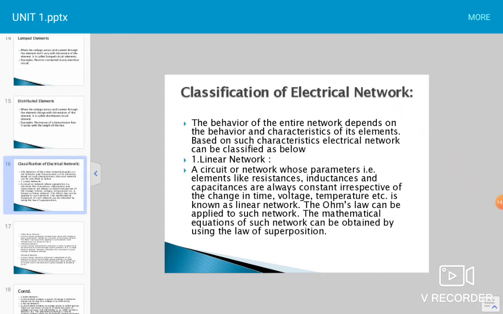Once we call it linearity, it means it obeys Ohm's law. The circuit must obey Ohm's law, means whatever you change in voltage, there is a proportionate change in the current. If it does not obey Ohm's law, it means it is a non-linear circuit. So this is the basic example of the linear circuit. A linear network is a network whose parameters and elements like resistor, inductor, and capacitance are always constant irrespective of the change in time and obey Ohm's law.